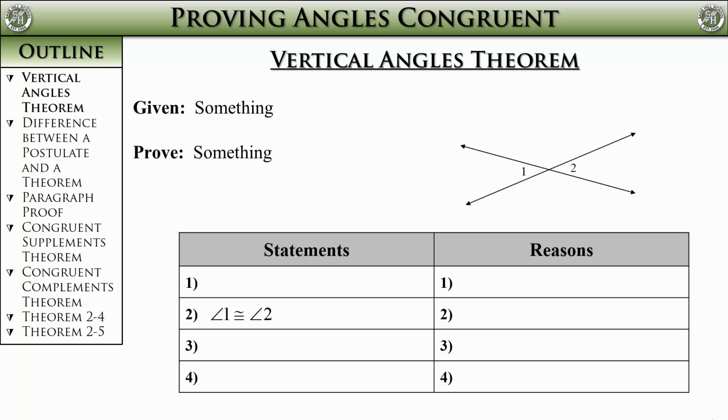I have been hammering home the difference between the definition and the theorem because students constantly and repeatedly make this mistake. They put definition of vertical angles as the reason. That's not right. Don't do that. The definition only lets us identify them, nothing about them being congruent. You need to say the vertical angles theorem instead. That is what tells you they are congruent.